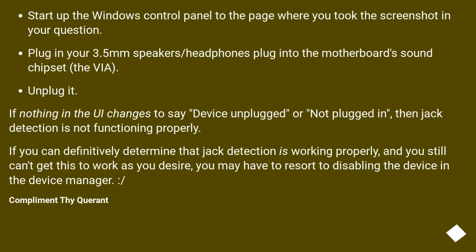Start up the Windows control panel to the page where you took the screenshot in your question. Plug in your 3.5mm speaker/headphones plug into the motherboard's sound chipset, the VIA. Unplug it. If nothing in the UI changes to say device unplugged or not plugged in, then jack detection is not functioning properly. If you can definitively determine that jack detection is working properly, and you still can't get this to work as you desire, you may have to resort to disabling the device in the device manager.